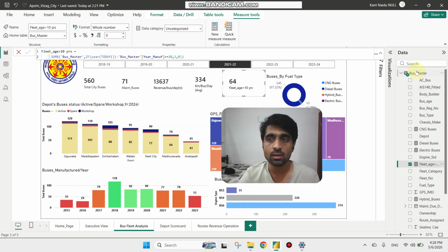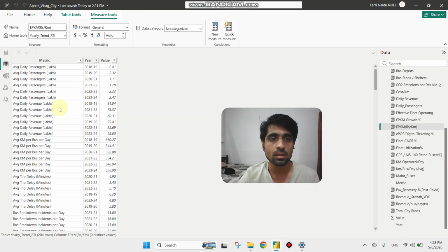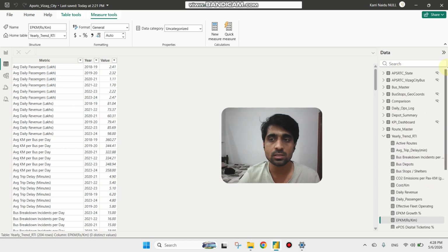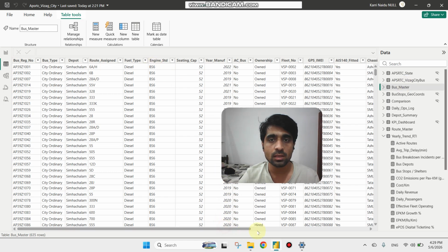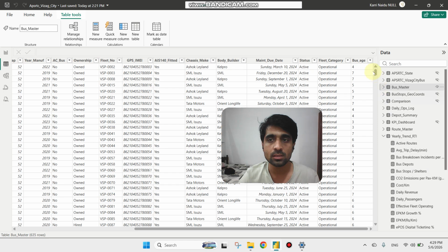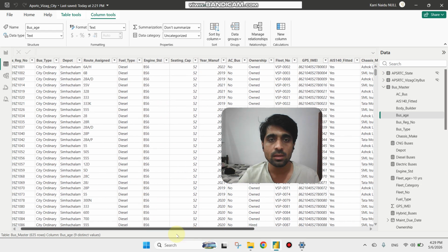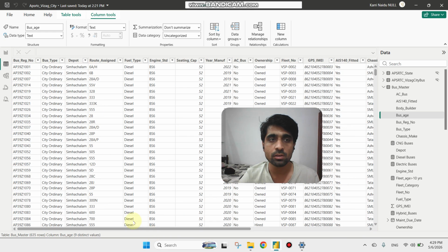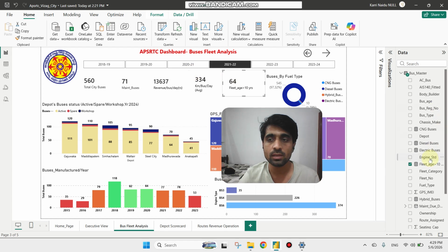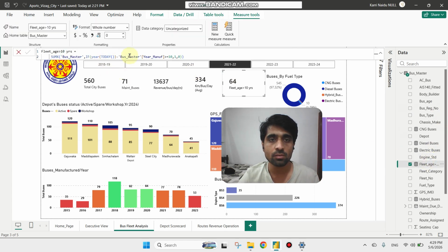Here we can see, when going to the bus master sheet, we are going to calculate the age. Bus age is calculated with a calculated column by comparing whether the age is greater than 10 years. From the year of manufacture, we subtract from today's year such that we get the fleet age. So here you can see: if year of today minus bus master year of manufacture is greater than 10. Today is 2022, the year of manufacture is 2018, so it is greater than 10, which means the age is greater than 10.